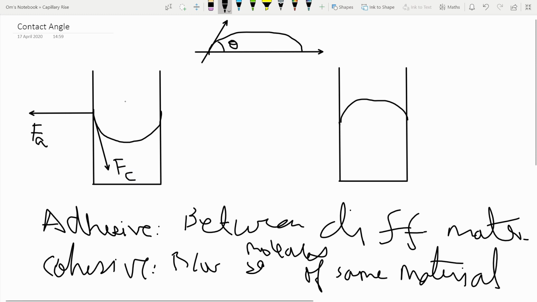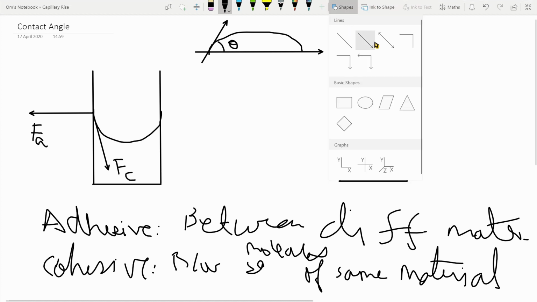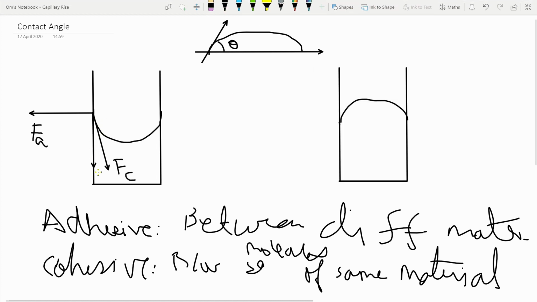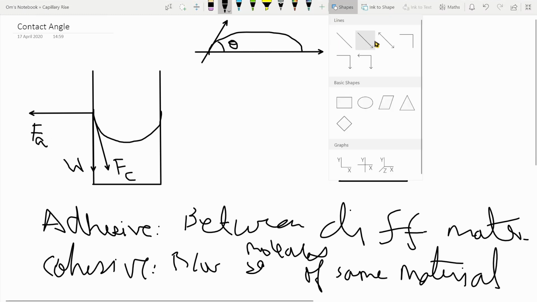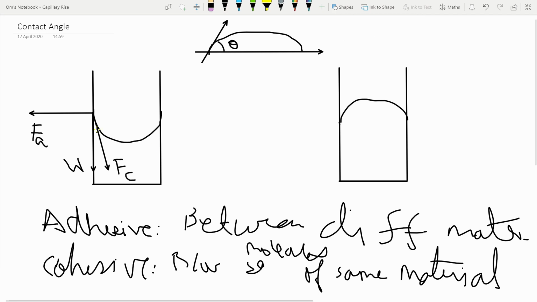There is of course also the weight of the fluid, acting directly downwards. We can denote this by W. In order for a liquid to remain at equilibrium, the net force has to be perpendicular to the liquid. If it is not, the liquid can move to the left or to the right, and it would not be in equilibrium. So F net is somewhat along this direction.